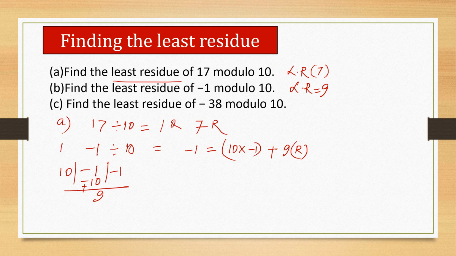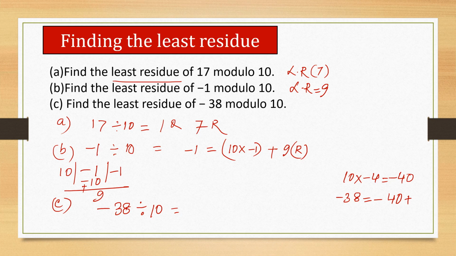Now the third one, I hope you can try it yourself: -38 modulo 10. Same thing, 10 into -4 is equal to -40. So -38 is equal to -40 plus 2. So 2 is the remainder, and the quotient is -4. So the least residue is 2.